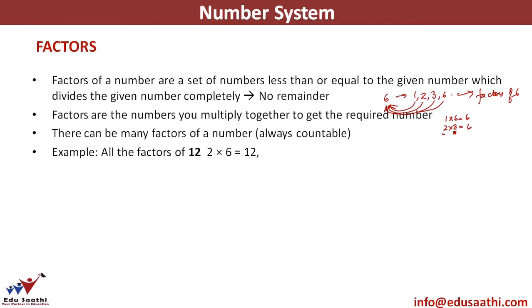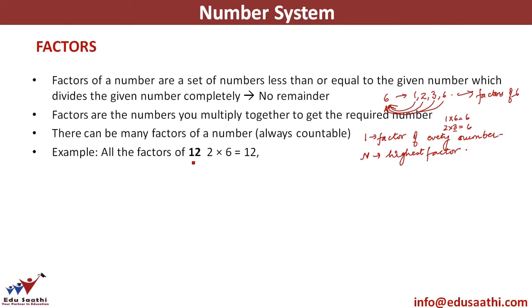The smallest factor would be 1. So if I look at 1, 1 is a factor of every number because every number is divisible by 1. Then n, which is the number itself, is the highest factor. So all the other factors would be between 1 and the number itself.